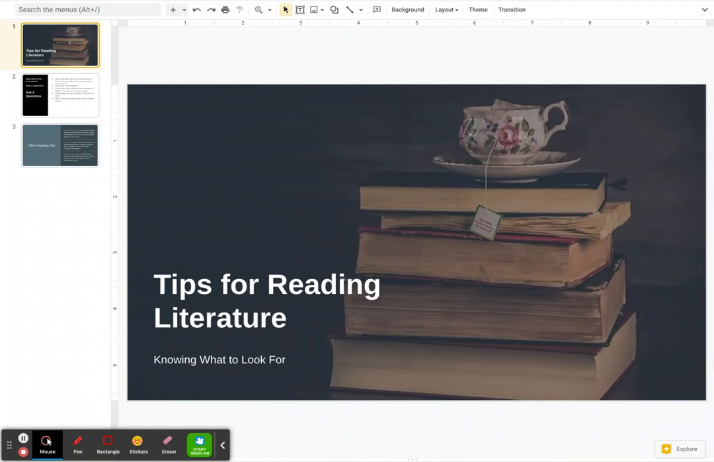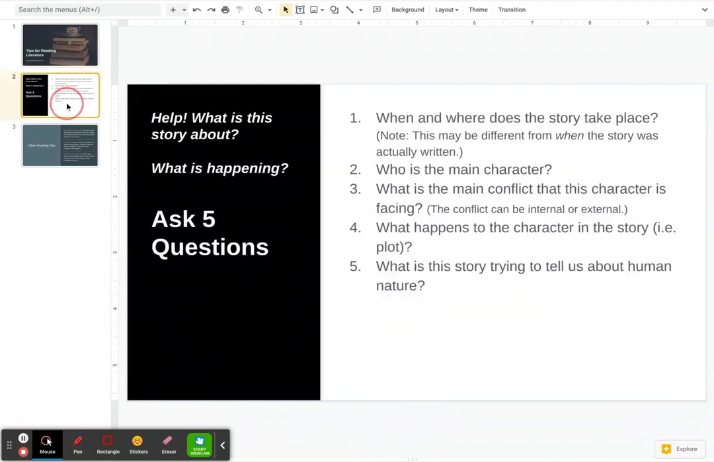Tips for reading literature, knowing what to look for. So, what is the story about? What is happening? Here are 5 questions to help you answer those questions.